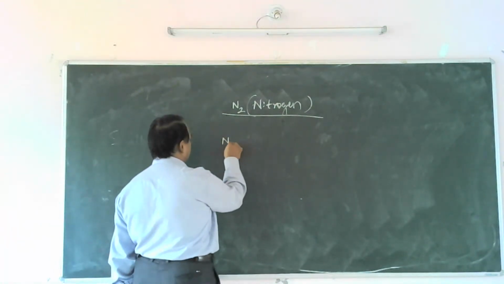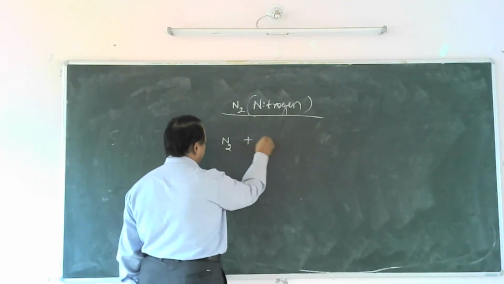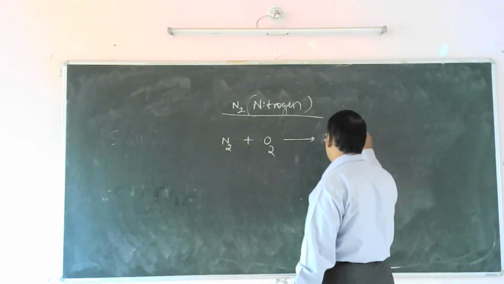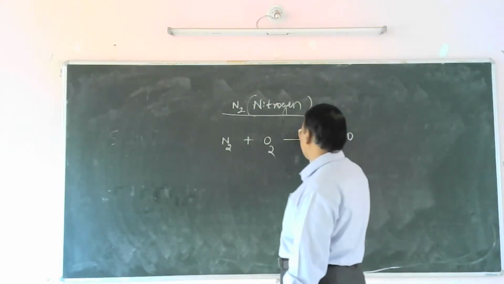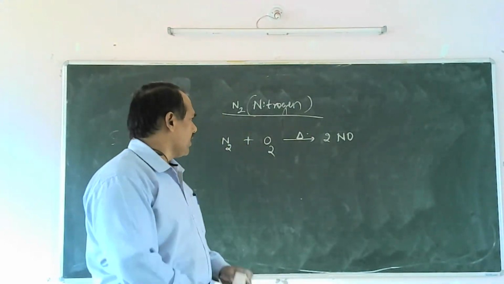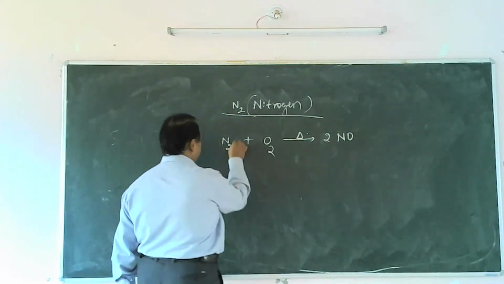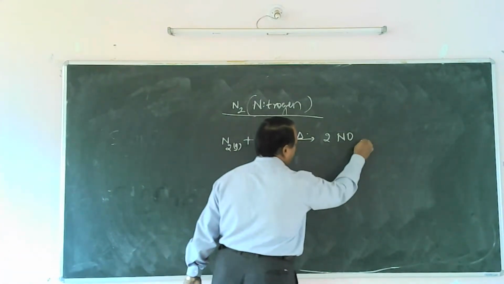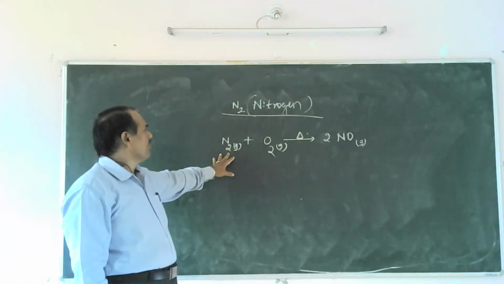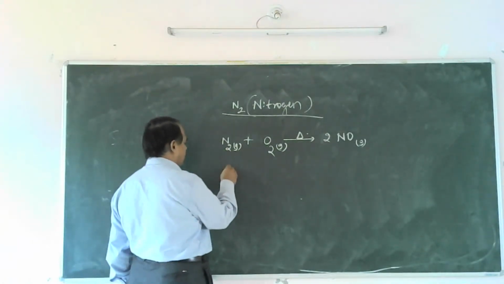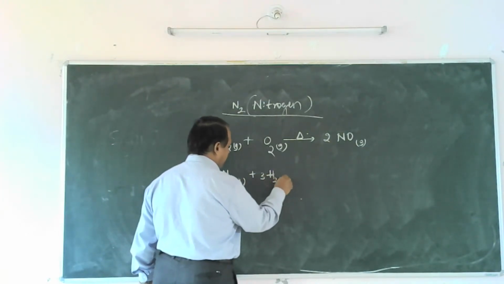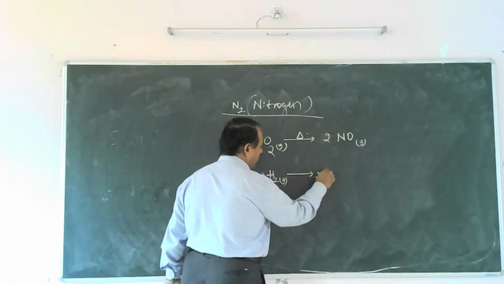At a high temperature, nearly more than 1500 Kelvin, nitrogen gas reacts with oxygen gas and we get nitric oxide, which is also in the gaseous state. Are you clear? Another important reaction: nitrogen gas reacts with hydrogen gas, and we will get ammonia.